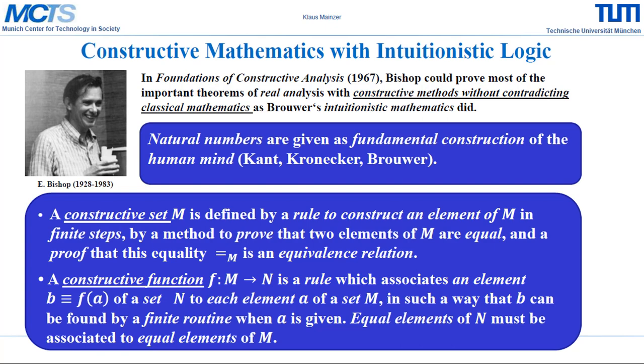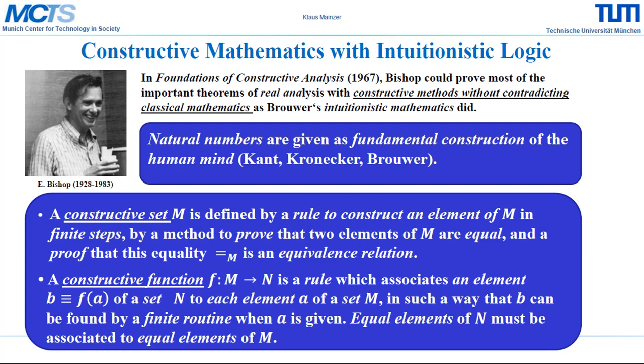For example, natural numbers are given for him as a fundamental construction of the human mind, he said, and related explicitly to Kant, Kronecker, and Brouwer. And a constructive set is defined by a rule to construct an element of the set in finite steps and by a method to prove that two elements of the set are equal. The informal way we do at schools and in the beginning of mathematical instruction, the constructive function is understood as a rule which associates an element B of a set to each element A of a set in such a way that B can be found in a finite routine, he said, when the argument is given.